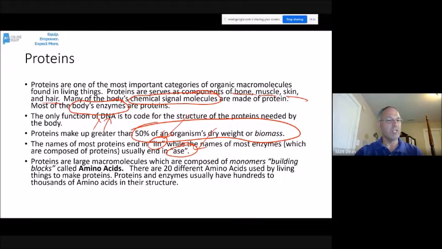Proteins are usually huge macromolecules made out of monomers, building blocks, called amino acids. We're going to look at a picture of an amino acid on the next slide. Turns out there are 20 different types of amino acids that make up the proteins in all living things. So if you thought of yourself as some Lego creation, only 20 different types of Legos make up all of life.